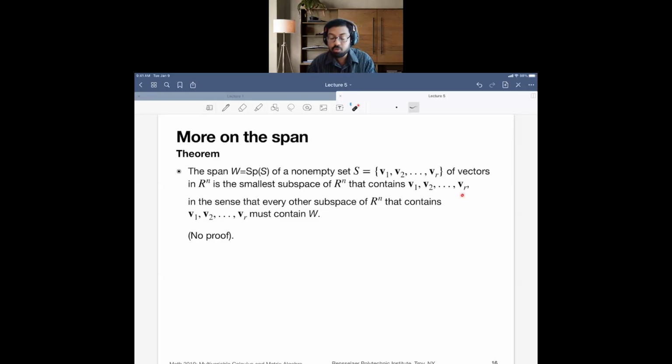Because if you added one more vector over here, you are going to be able to span more space than what you had earlier, right? So it is going to only increase if you increase that particular set of vectors. So we can also say that, in other words, every other subspace of R to the n that contains these r vectors must contain that subspace W. So the span is going to be the smallest subspace of R to the n, where the span is for a set of vectors. If you added one more vector over here, v r plus 1, the space that is spanned is going to increase.